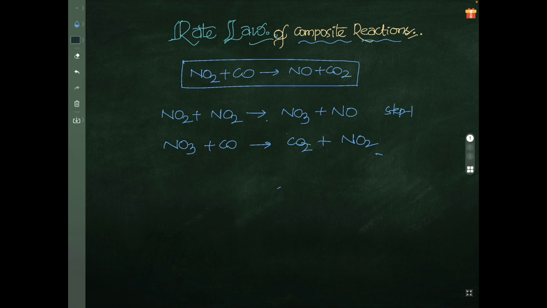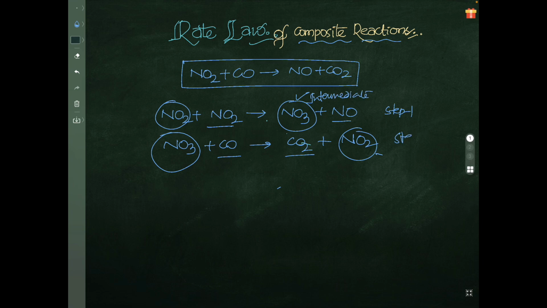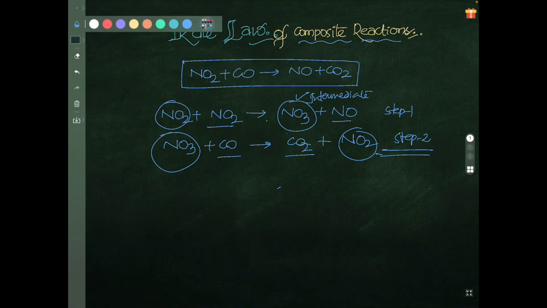So finally you can say this NO3 and NO2 can be cancelled. Finally you can see here NO2 plus CO gives us NO and CO2. So NO3 is the intermediate, right? And this is step 2. Now the question is, which is the fast step and which is the slow step? In such cases you must know the mechanism.